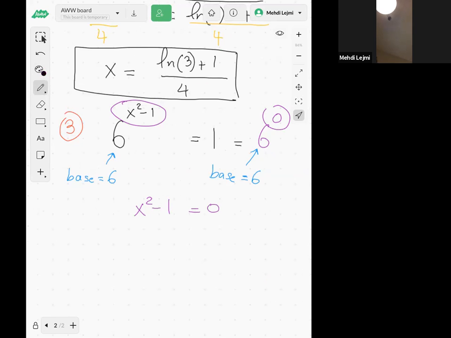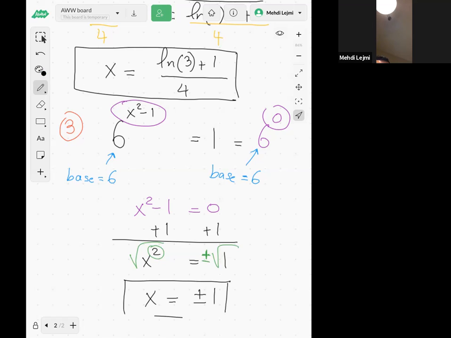Then plus 1 on both sides. You have x squared on the left, 1 on the right. Square root both sides, and because the power is even, you're going to need the plus or minus. So your x would be plus or minus 1. Okay, so that's a fine answer.